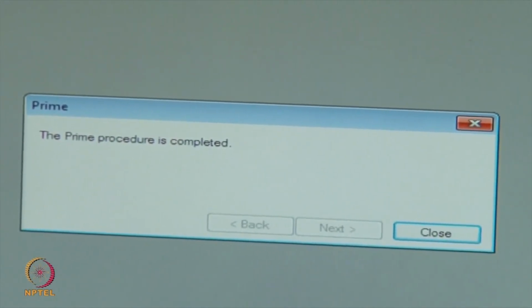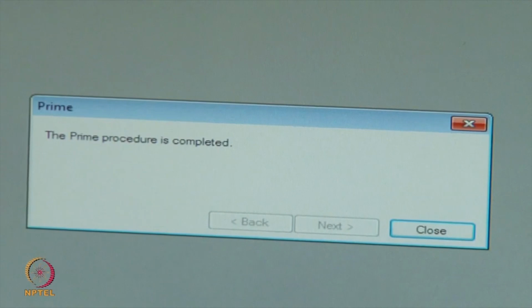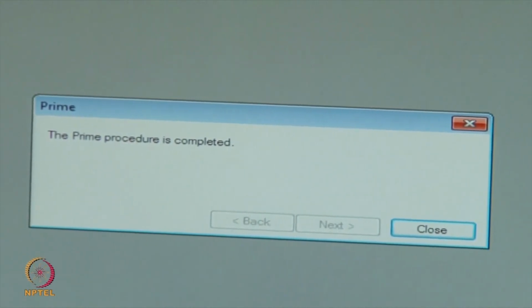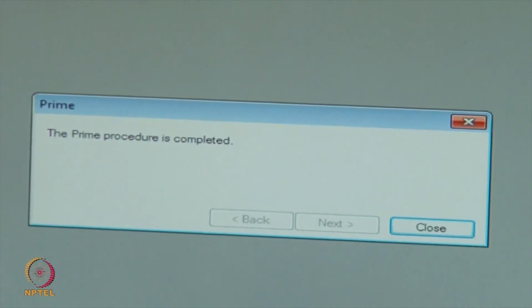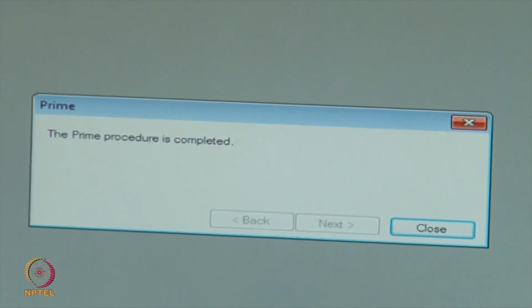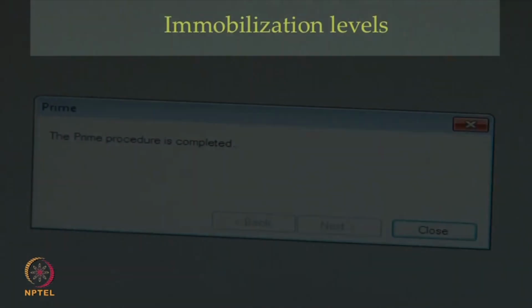We will do an immobilization of a ligand. In this case, today we are actually immobilizing anti-beta-2M antibody. For that immobilization, let's prepare a wizard.